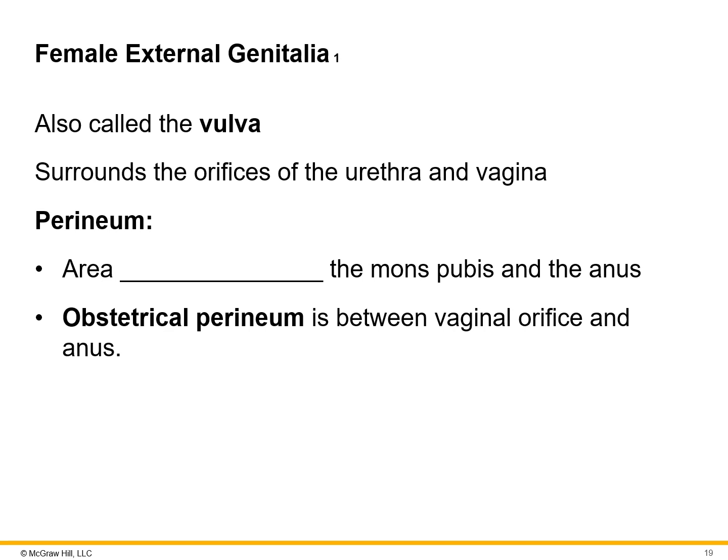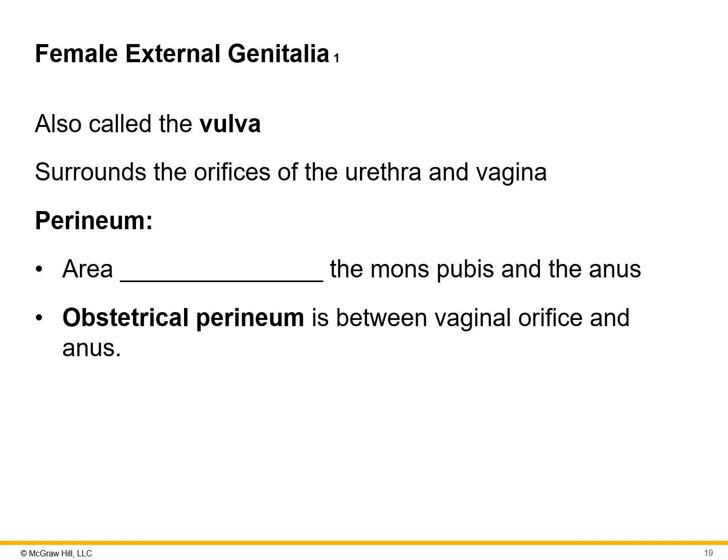The perineum is going to be the area between the mons pubis and the anus. So it's pretty much everything from the front to the back. It's everything kind of down in that area. However, the obstetrical perineum is just going to be between the vaginal orifice, or the vaginal opening, and the anus. Why it is just that area and why it's called that.